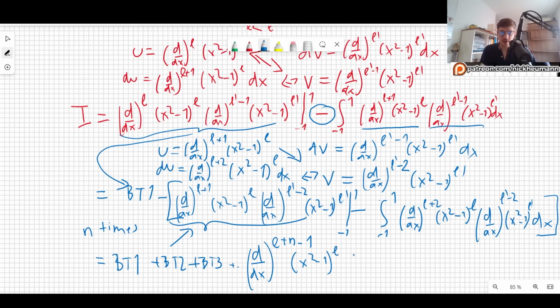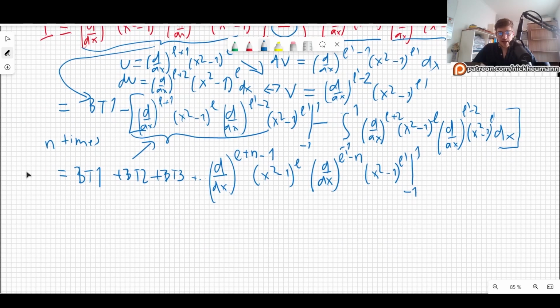So this is to the L, and then the other derivative, it's decreasing every time, right? The first time it's L prime minus 1, the second time it's L prime minus 2, the third time it's L prime minus 3. So this is simply L prime minus n of x squared minus 1 to the L prime. And this is something we have to evaluate between minus 1 and 1.